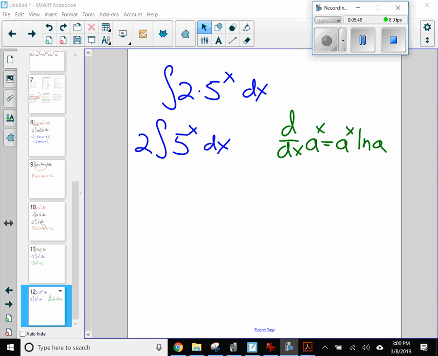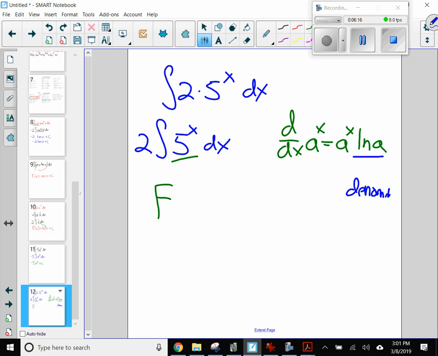So what this is telling me, and you kind of have to listen carefully, is that when I find the function, the big f of x, whose derivative is going to be 5 to the x, that function is going to have ln a in its denominator. Let me show you why.